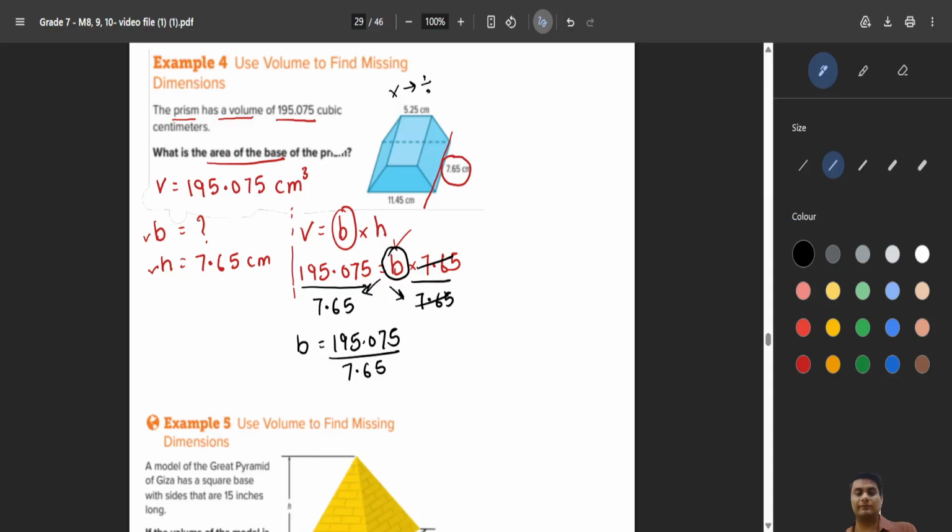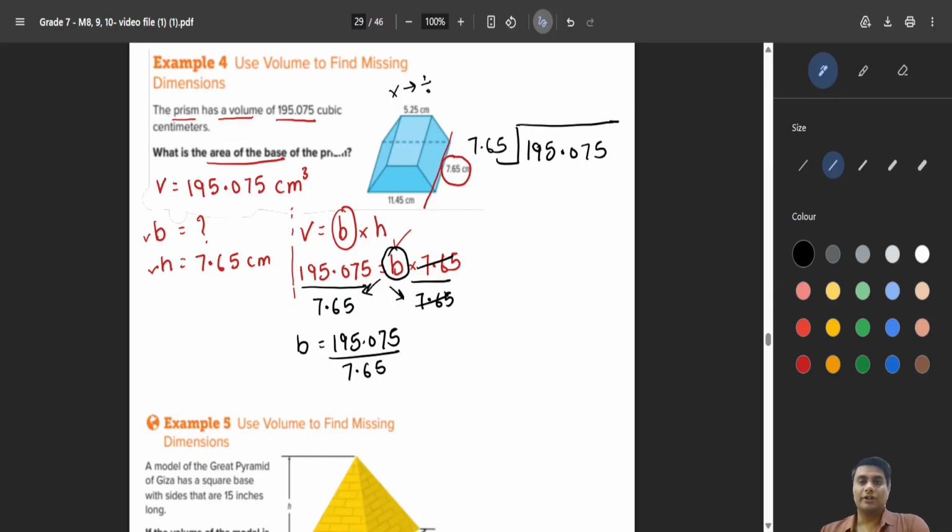Now let us do divide. I want to do this division with you so that you can understand how to divide this kind of numbers. So 195.075 divided by 7.65. One second.